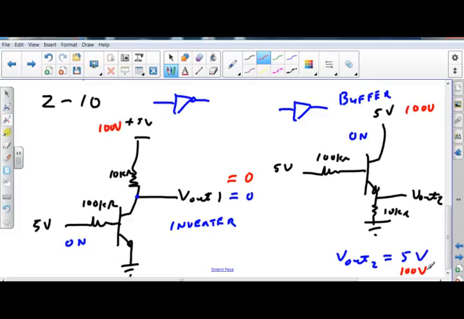Except for one minor insignificant detail. Anybody know what it is? What was that? At 100 volts, I probably burned up the transistor. Yeah. So 100 volts, probably sending too much current. I just burned the damn thing up.